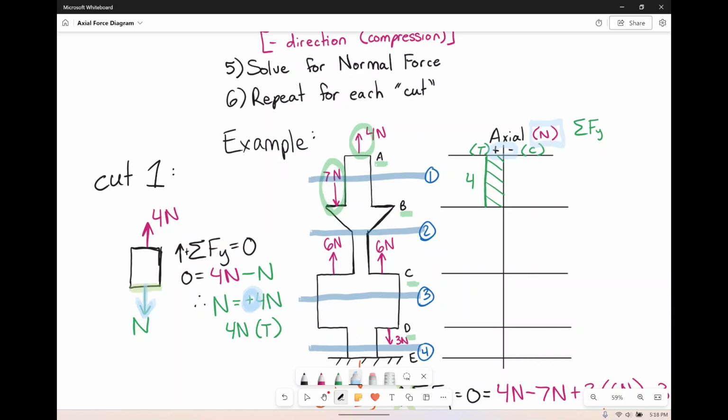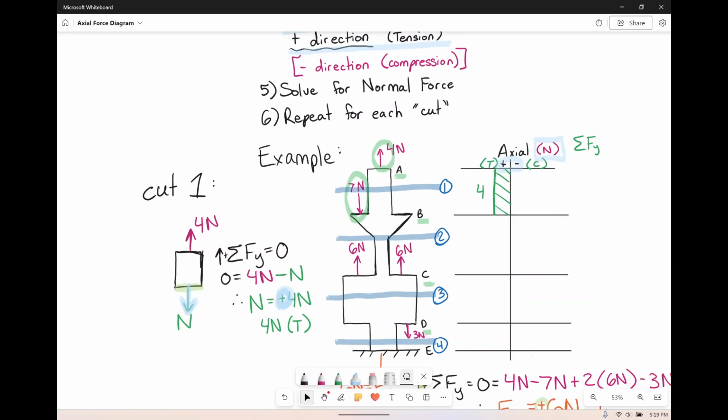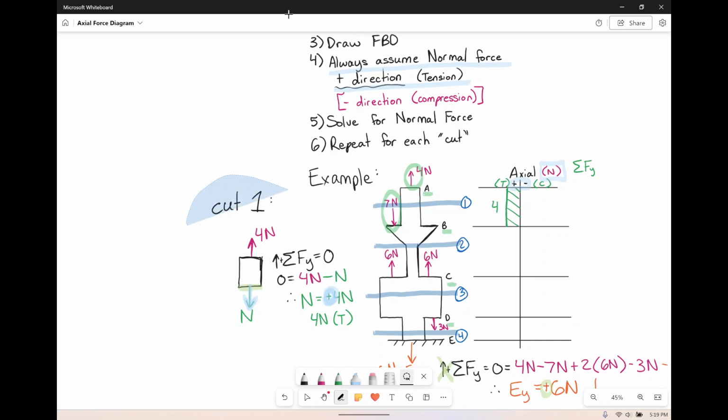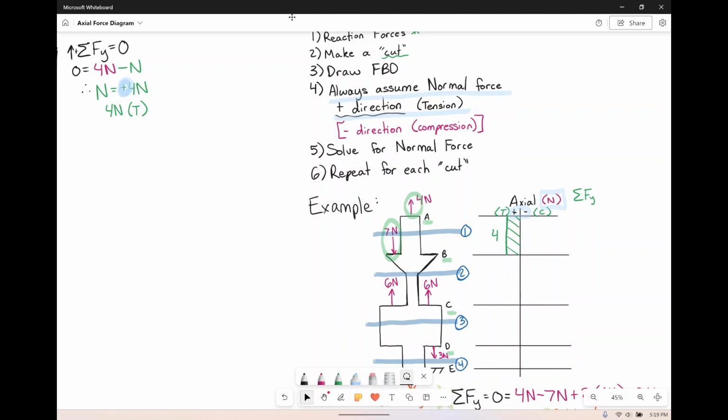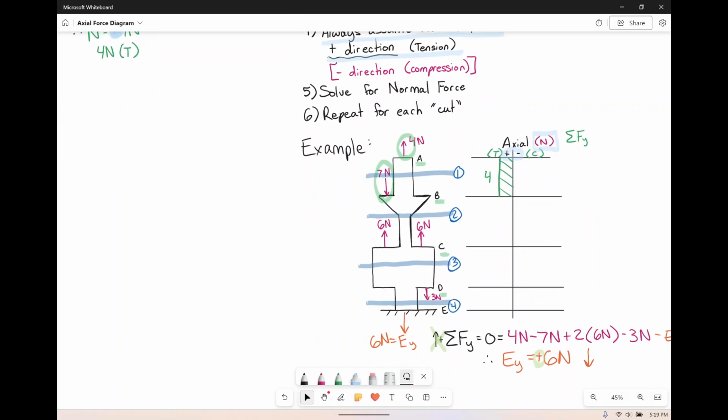That's all we're going to do. Now we are on the step of repeat for each cut. Yes, that's all we have to do, so repeat for every cut. That was cut 1. Let's move on to cut 2. In the interest of keeping this all here, I'm going to pick up this guy and yeet him off into a corner. All right, now let's do cut 2.